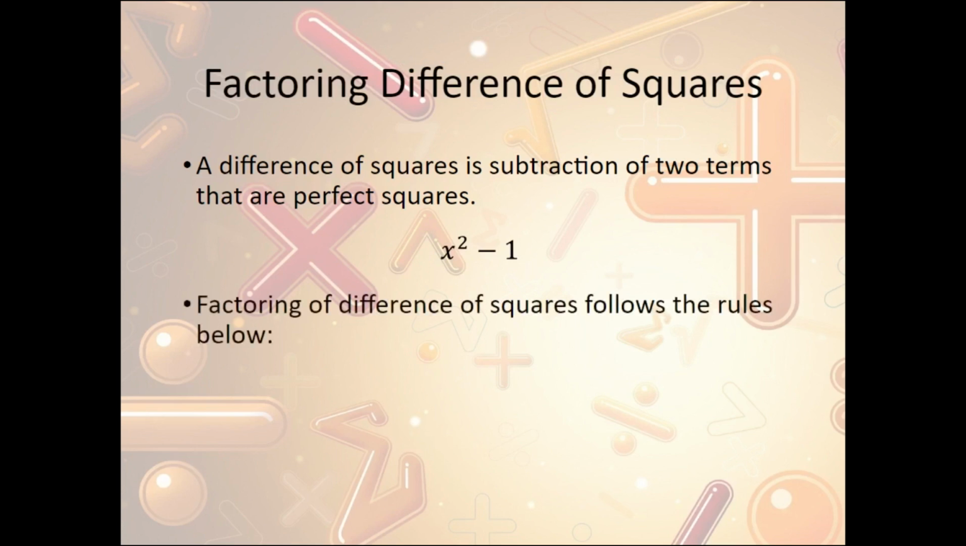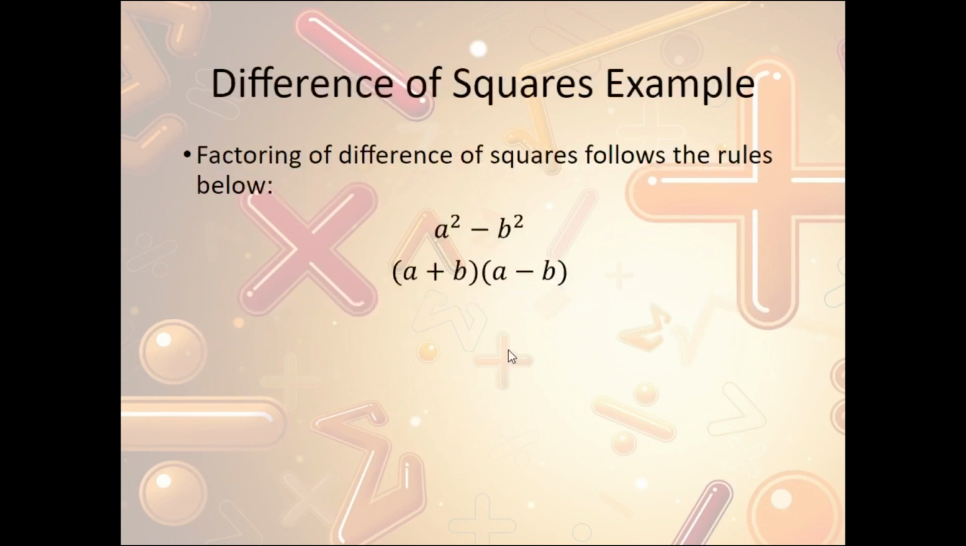We're going to use the following methods. Anytime we start with something like this, and we have a number squared minus a number squared, it becomes a plus b times a minus b. So it's just something you have to memorize. So a squared minus b squared is equal to a plus b times a minus b. So let's look at an example.